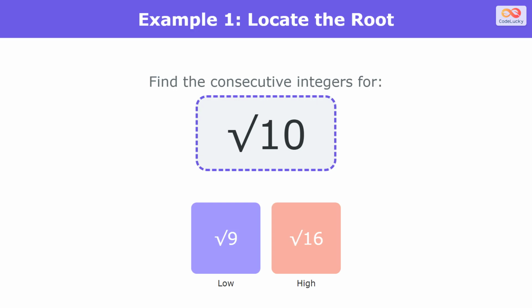Let's try an example with the square root of 10. We need to find its neighbors. Looking at our list of perfect squares, we know that 9 is smaller than 10, and 16 is larger than 10. So, we set up our boundaries using the square root of 9 and the square root of 16.